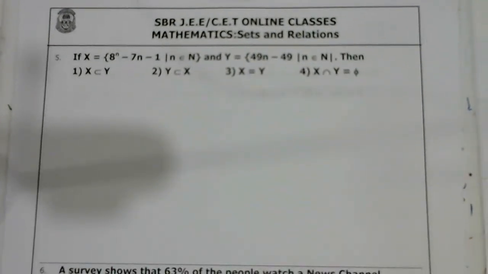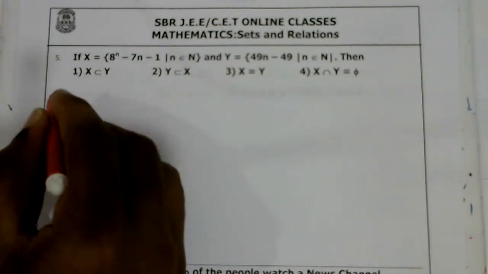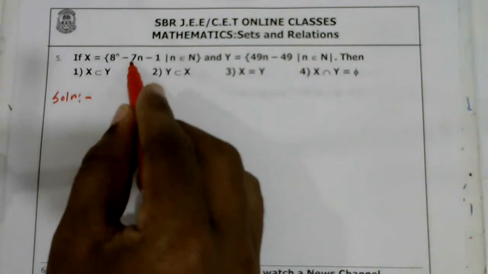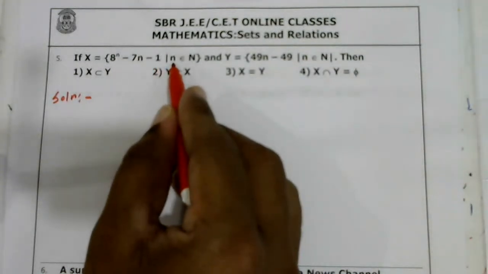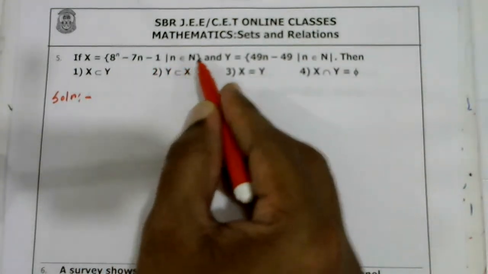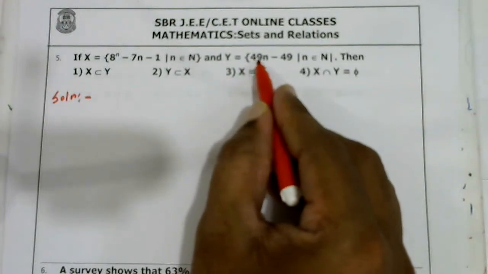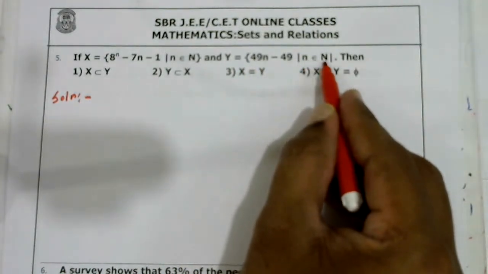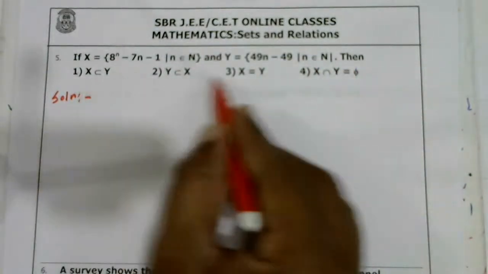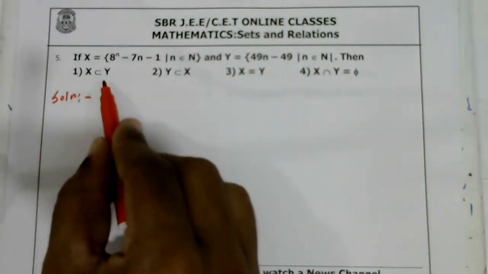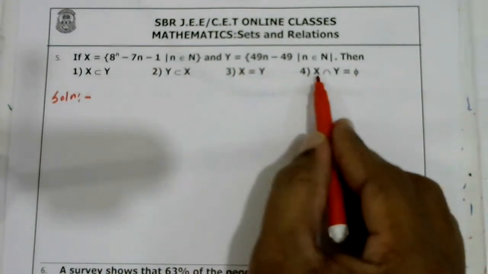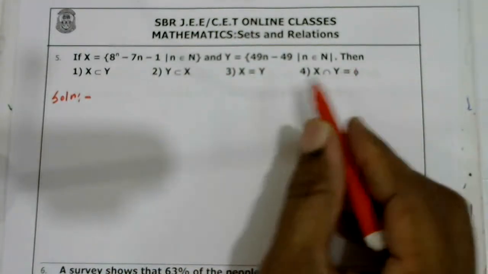Next question says, if capital X equal to 8 raised to n minus 7n minus 1, such that n belongs to natural numbers, and capital Y is equal to 49n minus 49, such that n belongs to the set of natural numbers. Then what does it satisfy? Whether X is a subset of Y, or Y is a subset of X, or X equal to Y, or X intersection Y equal to null set.